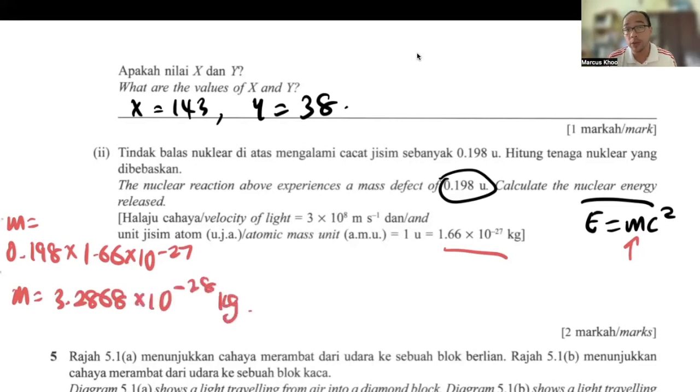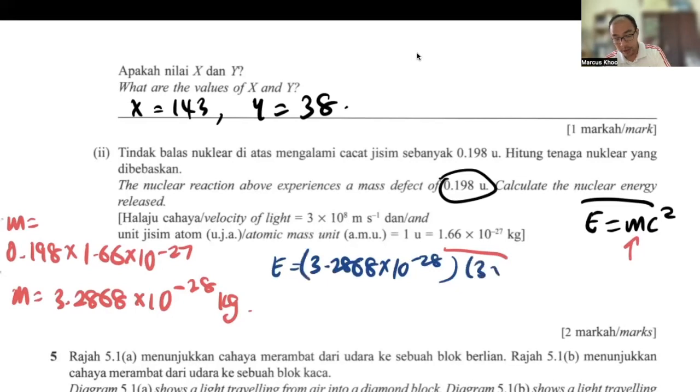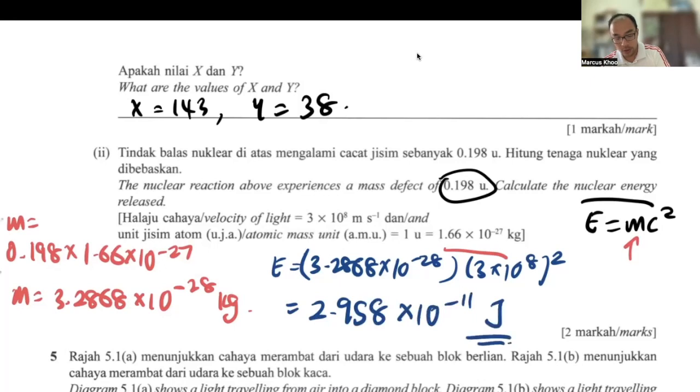Then only you substitute into E equals mc squared. So you get E equals m is 3.2868 times 10 to the power negative 28 times 3 times 10 to the power 8, the whole thing squared. You get 2.958 times 10 to the power negative 11 joules. Roughly like that.